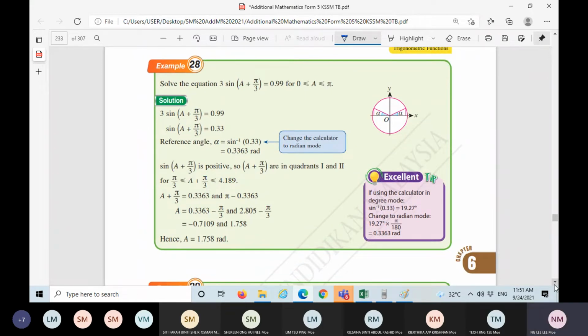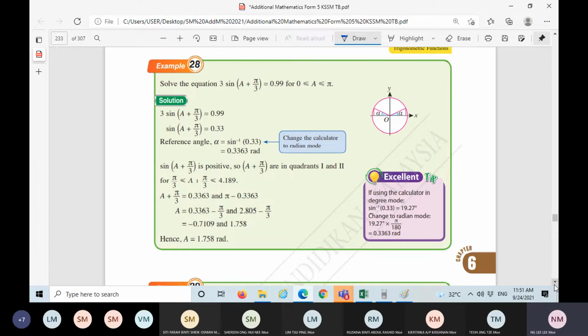Okay, now more and more difficult already. You will be involved just now in the first step, which you need to simplify. Okay, look at this. Solve the equation 3 sine (A plus pi over 3) equals 0.99 for A in between 0 to pi.